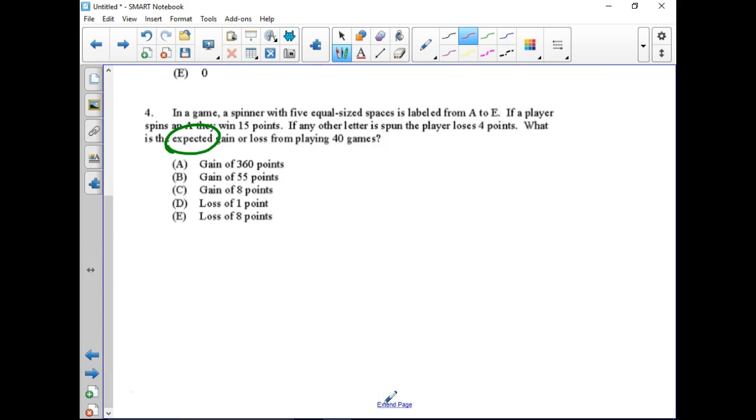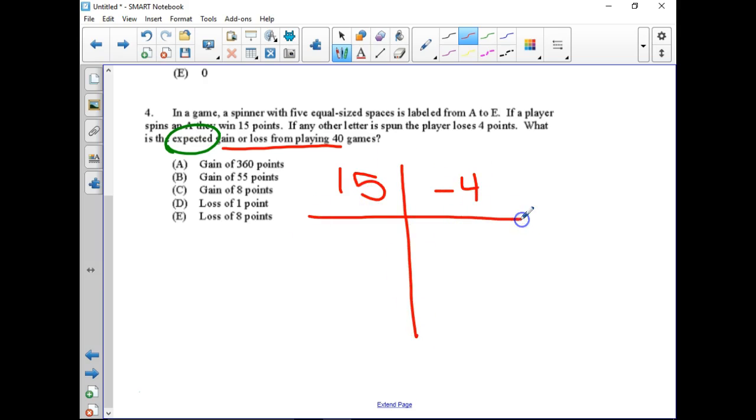So moving to the problem. I'm not given a probability distribution, but I want to know the expected gain or loss from playing 40 games. That's important. I can either win 15 points or I can lose 4 points. So this is my win or loss right here. And now I need to know the probability of a win or loss. I get 15 points if I spin the letter A. There's 5 total letters, so what's the probability of spinning an A? 1/5. Which leaves the probability of losing, any other letter, at 4/5.